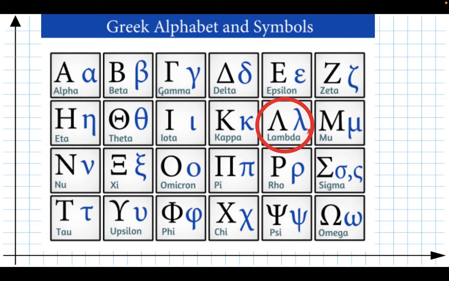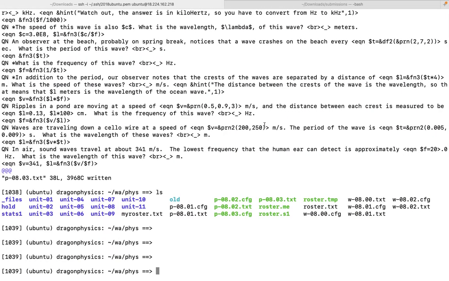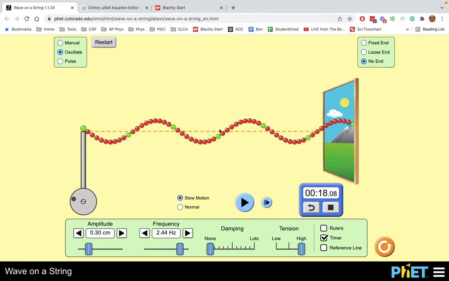This is the letter we are going to use to represent wavelength. So the variable we're going to use when we're using equations for wavelength is going to be this lambda thing. All right, so let's talk about the speed of the wave. You can actually go to this simulator if you want, and you can play with it. I'll give you a link in a minute.